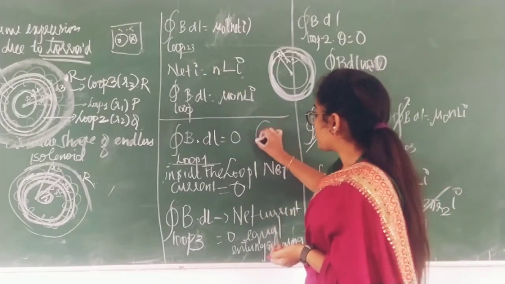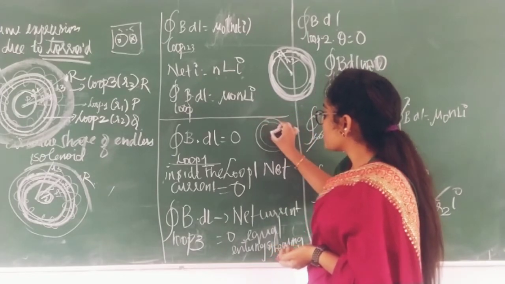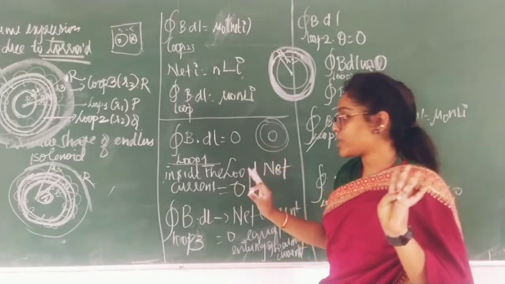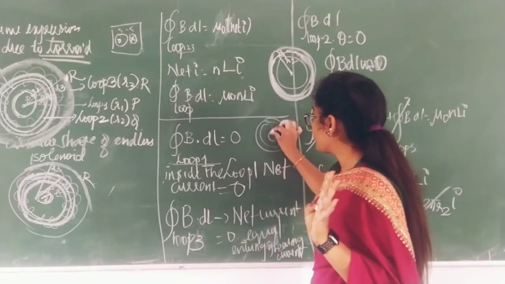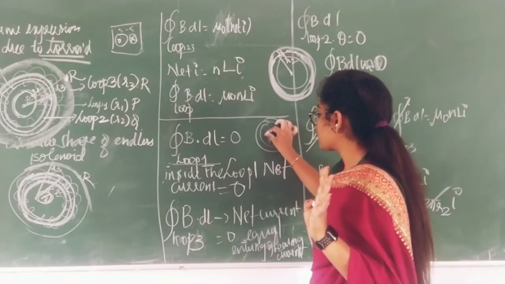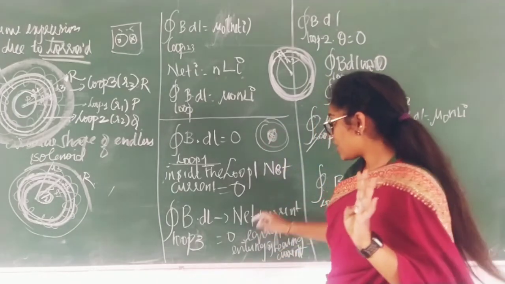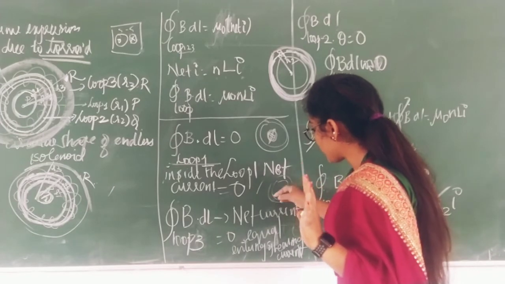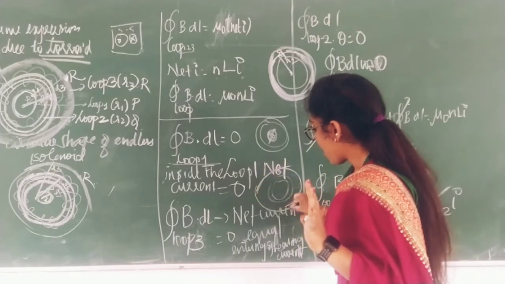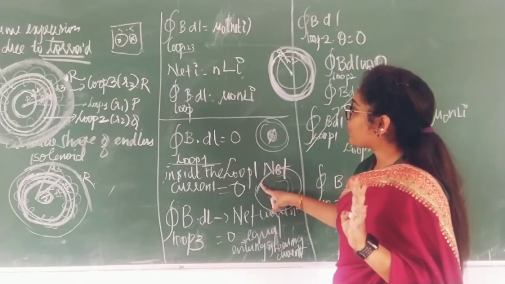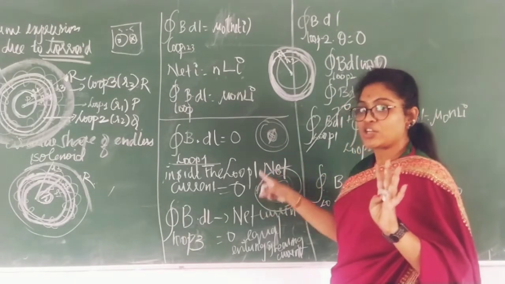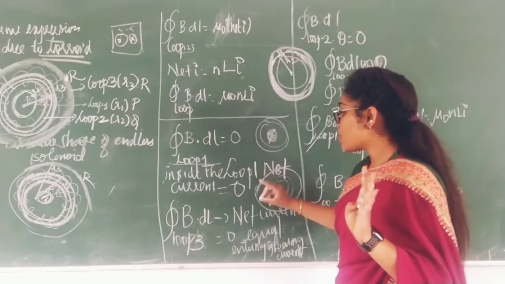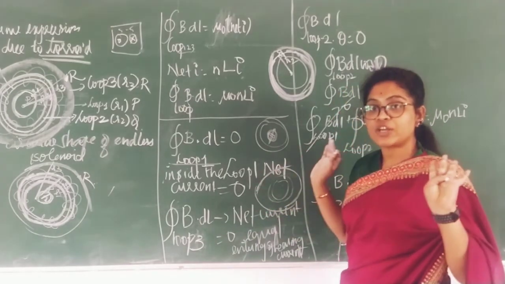This is the toroid. Inside loop I will consider. Inside no current at all is passing. Therefore, the net loop value becomes 0. Now I will consider the outside. Outside of the toroid, in that plane you can see entering current and leaving current also. Therefore, the net current will become 0. Therefore, your loop 3 value becomes 0.